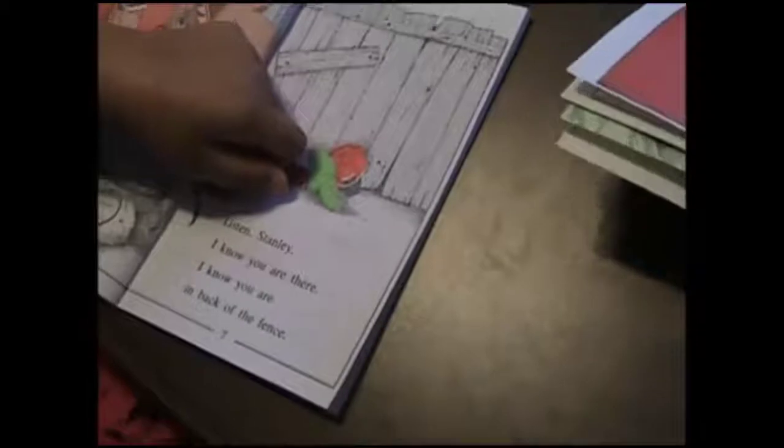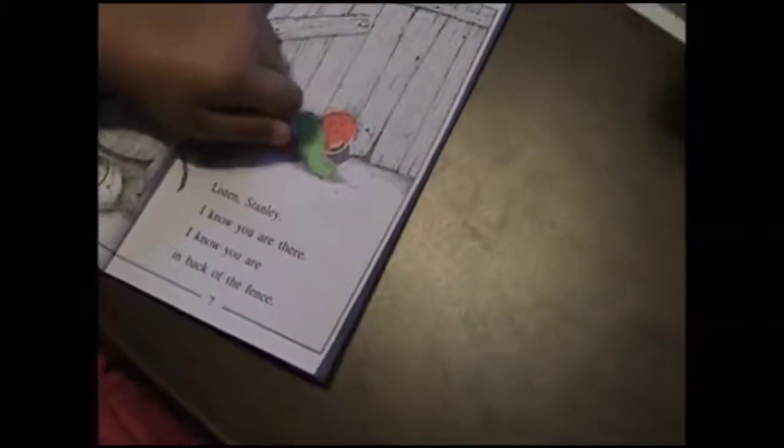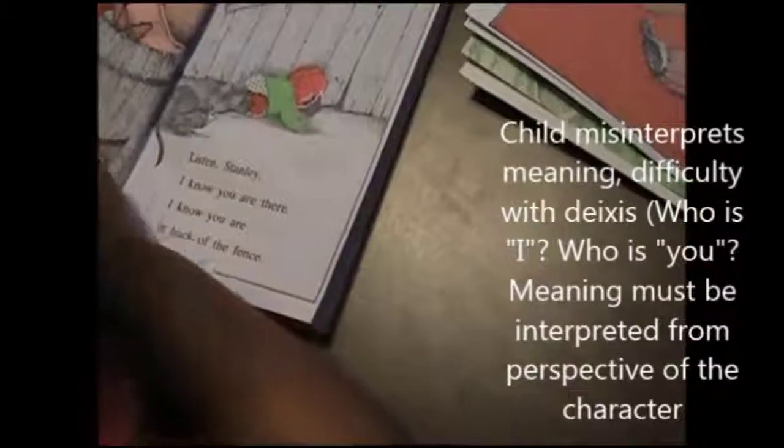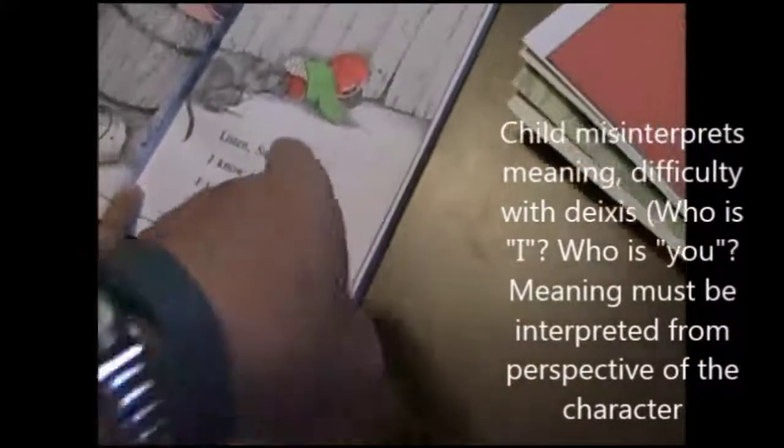He says, listen, Stanley, I know you are there. And we were just talking about how he's peeking under the fence. So do we know who Stanley is? Who's Stanley? Little boy? No. He's saying, listen, Stanley. There should be Stanley on the other side of the fence. And he says, I know you are there.